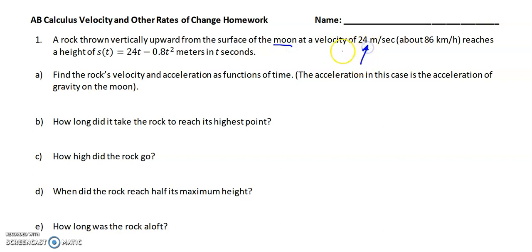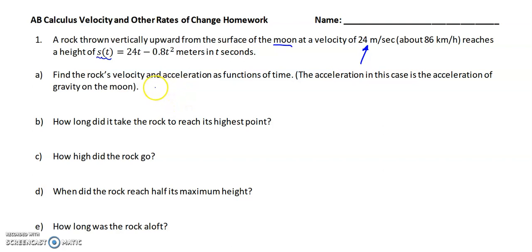So we know it's going up. It reaches a height of, and this is a position function. Remember, usually this year when you see S or X with a T, so S of T or X of T, is usually a position function, and this is given to you as 24t minus 0.8t squared meters in t seconds. So we're going to find the rock's velocity and acceleration as functions of time.